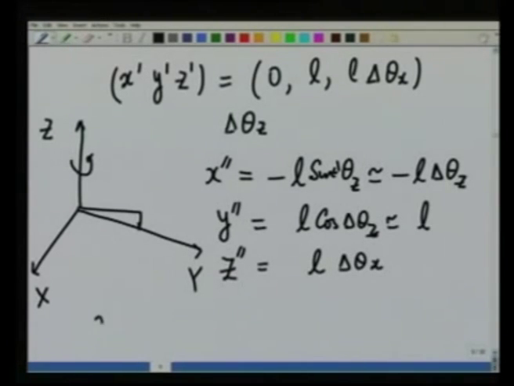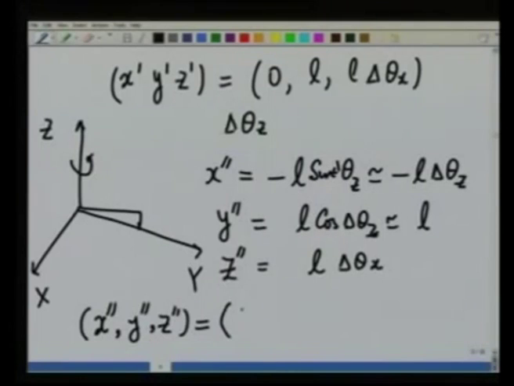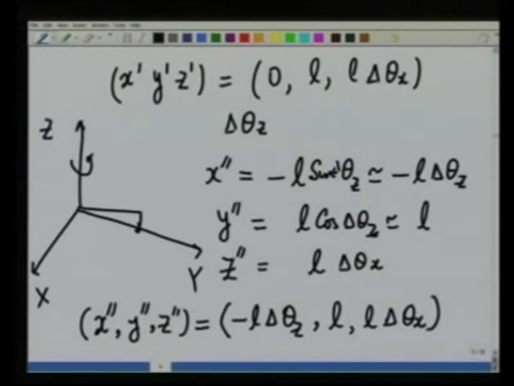So, the new coordinates that we get after the two rotations have been done, that is a small rotation about the x axis by amount delta theta x, followed by a small rotation about the z axis by delta theta z, gives you the new coordinates starting from 0 L 0 coordinate. Rod starting from this position is minus L delta theta z, L and L delta theta x. This is going in the order when I rotate it first about the x axis and then about the z axis. Let us see if I change the order what happens.